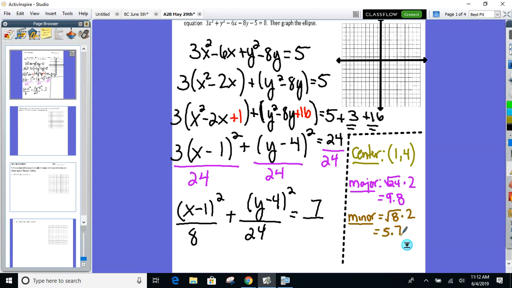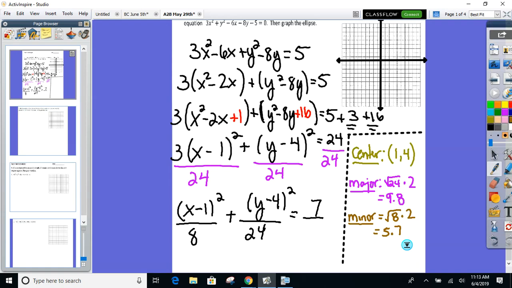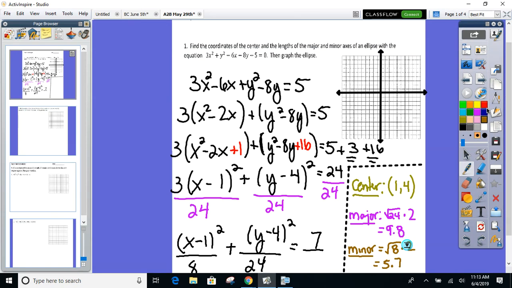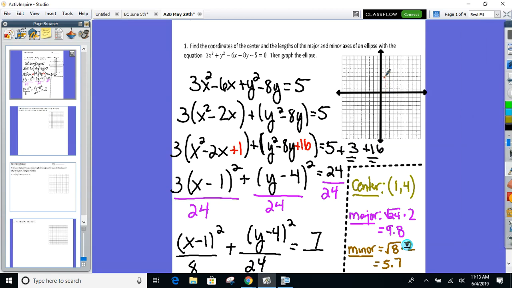Set up your axes. Let's go. Set up your axes. I'll come around helping you to graph this now. Set up your axes because we have to graph it. Once you set it up, just graph your center first, everyone. Just graph your center. And then I'll help you from there.